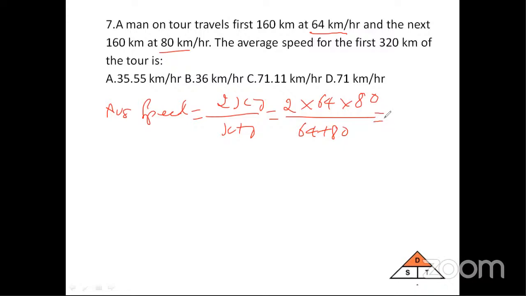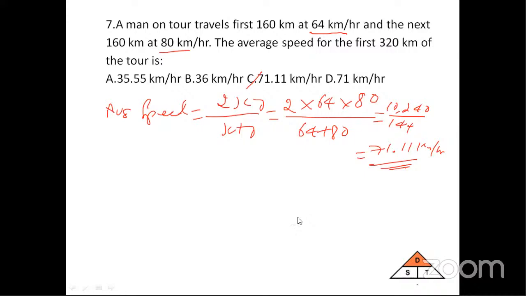So when we multiply this, we get 10,240 divided by 144. On solving this, we get 71.11 kilometer per hour. This is the answer. Quite simple question. This is average speed. So the answer is option C, 71.11. You will be lucky if you get an average speed question. Straight away put the simple formula 2xy by x plus y and solve the question. That's it. I hope this is clear. We'll move to the next one.